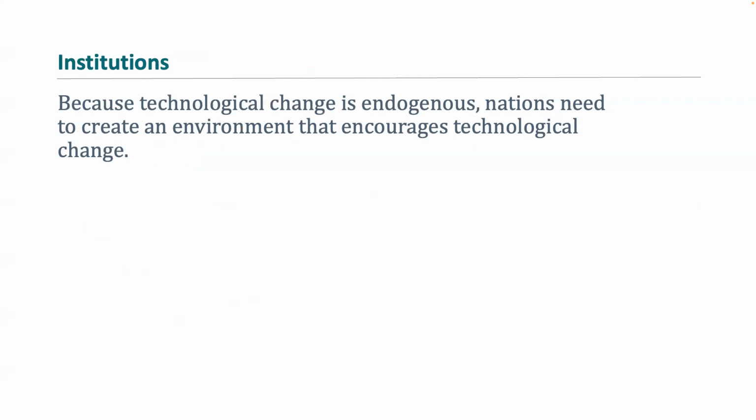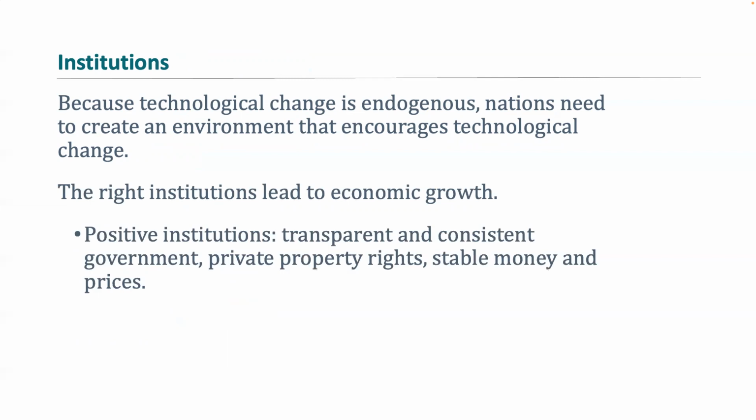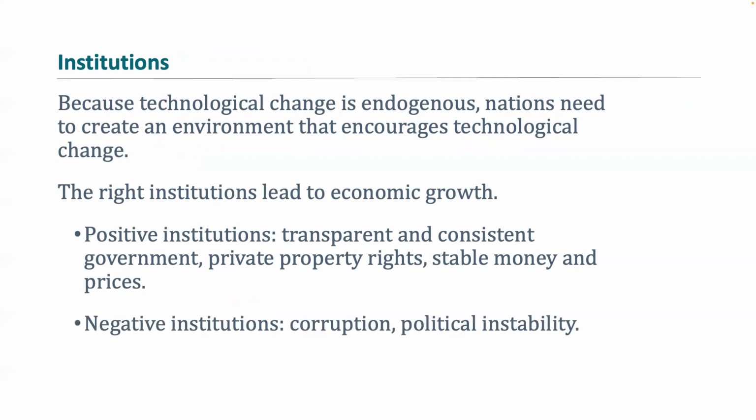So what are institutions? Because technological change is endogenous in this new model, nations have to create an environment that encourages technological change. The right institutions are going to cause our economy to grow. So these are things that are transparent and consistent within the government, things like private property rights and stable money and prices. Now, negative institutions are going to be things like corruption and political instability. So proper institutions will create the incentive for growth.